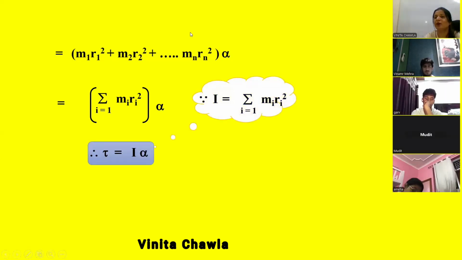But this is the moment of inertia. This is the formula of moment of inertia. So in place of this, we can write I. So tau is I alpha.